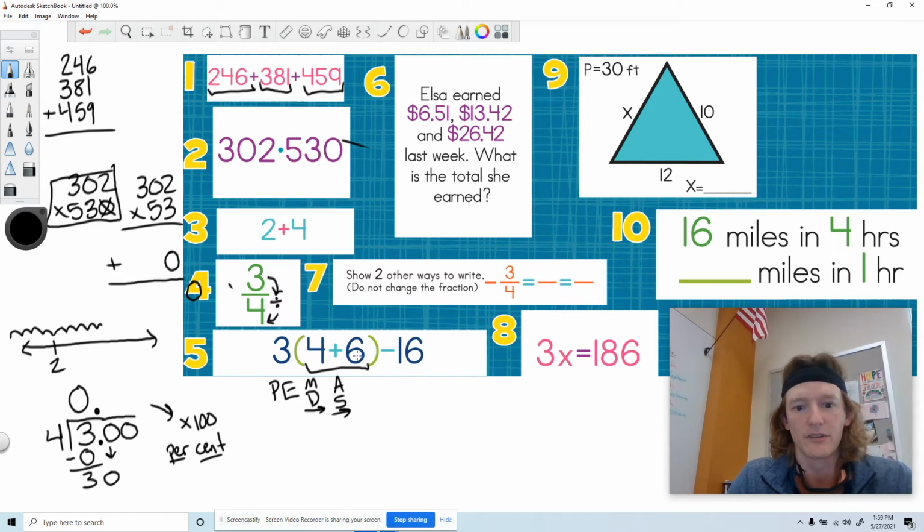So you're going to do 4 plus 6. You're going to multiply that by this 3, because that 3 is on the outside of this parentheses. And then you take that product and subtract 16.